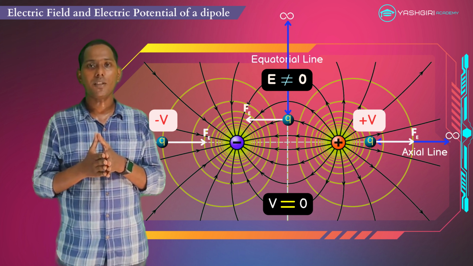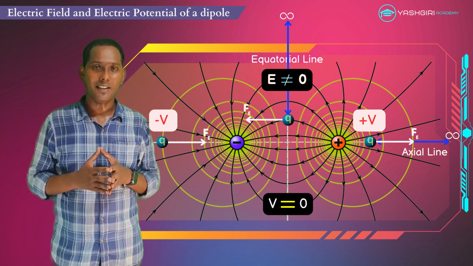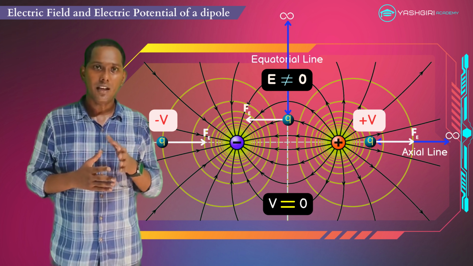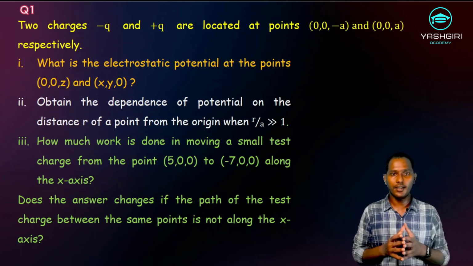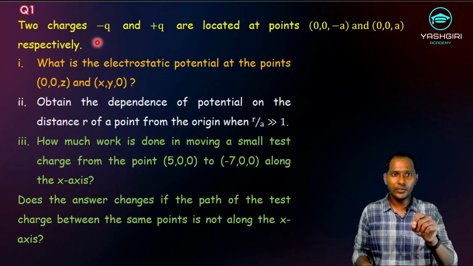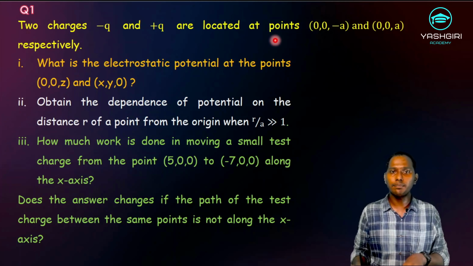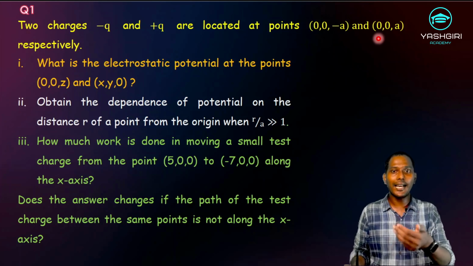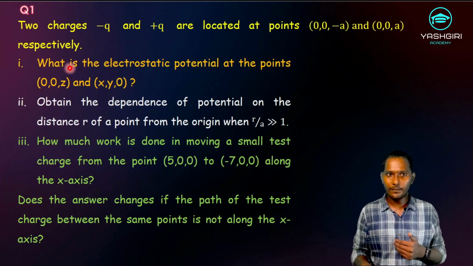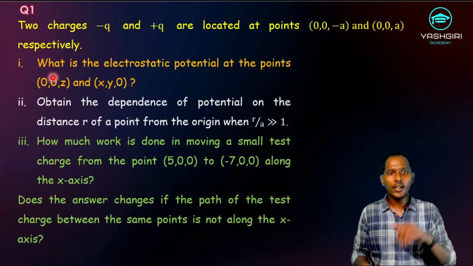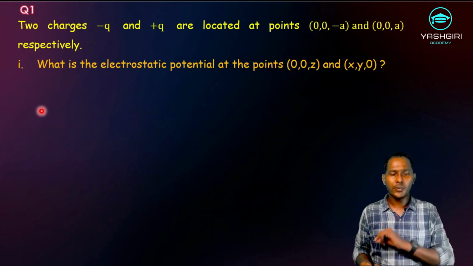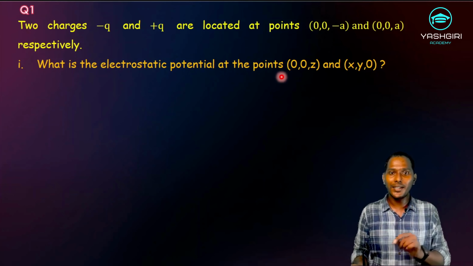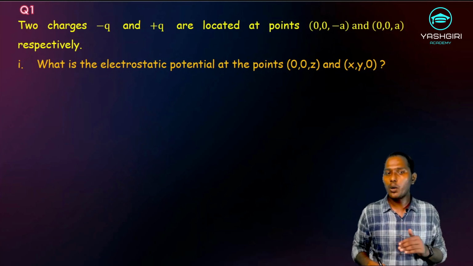Now students, we have discussed the electric potential in all possible ways, right? Now it's time to go for questions. Let us quickly see that. Now students, if you just see this question, it says there are two charges, negative Q and positive Q, located at points (0, 0, -A) and (0, 0, A) respectively, right? And students, there are again three parts for this question. So let us take them one by one. If you just see, students, the very first question, what is the electrostatic potential at the points (0, 0, Z) and (x, y, 0), right?